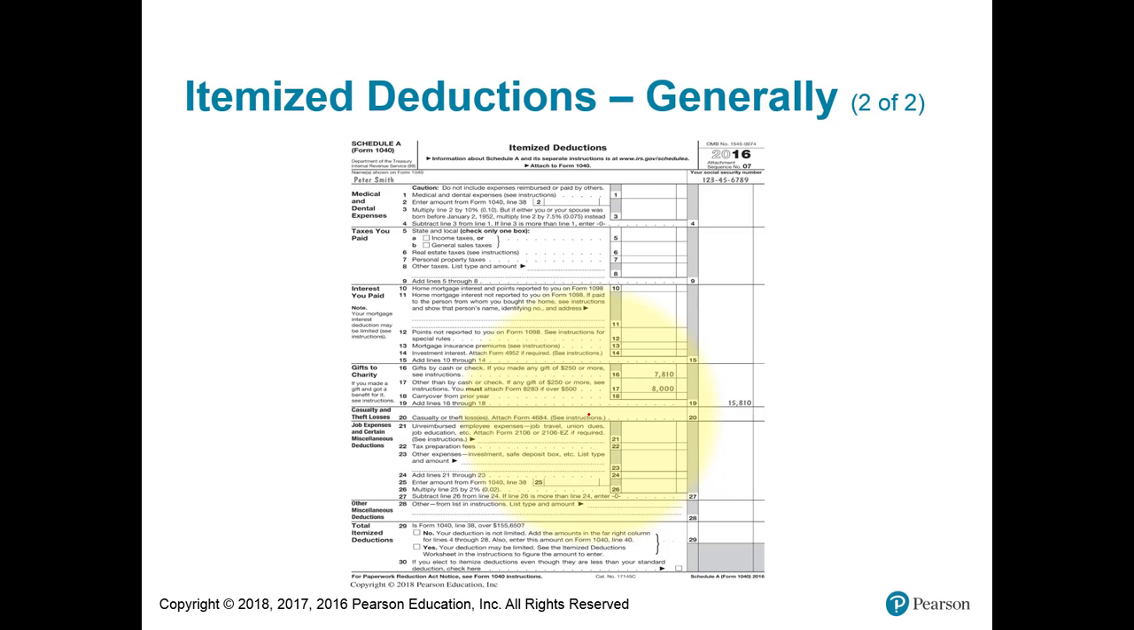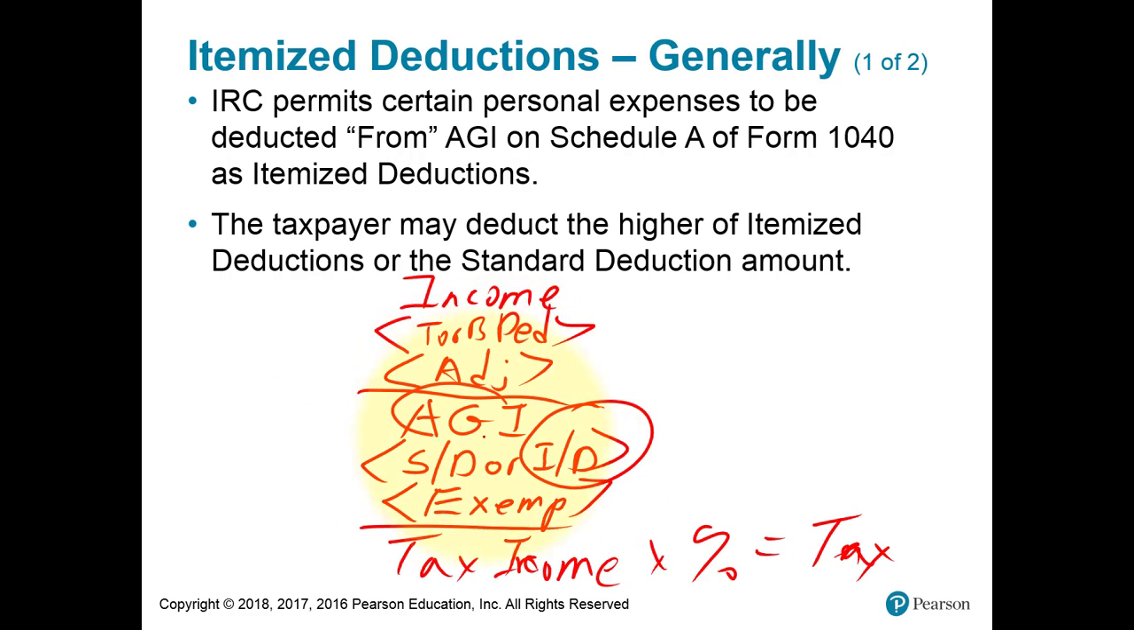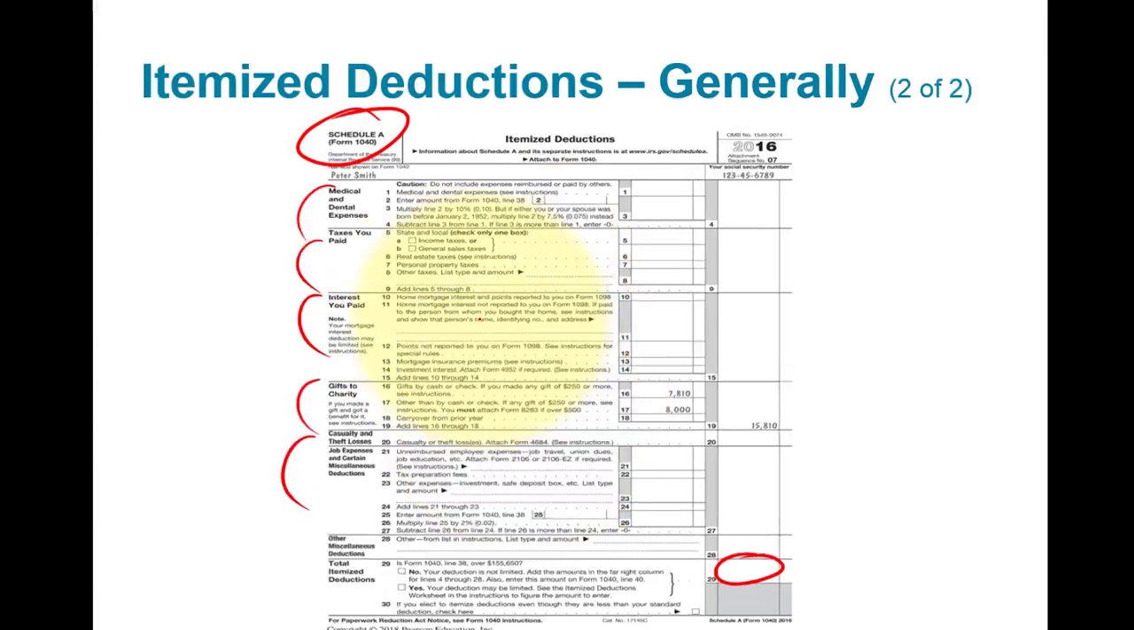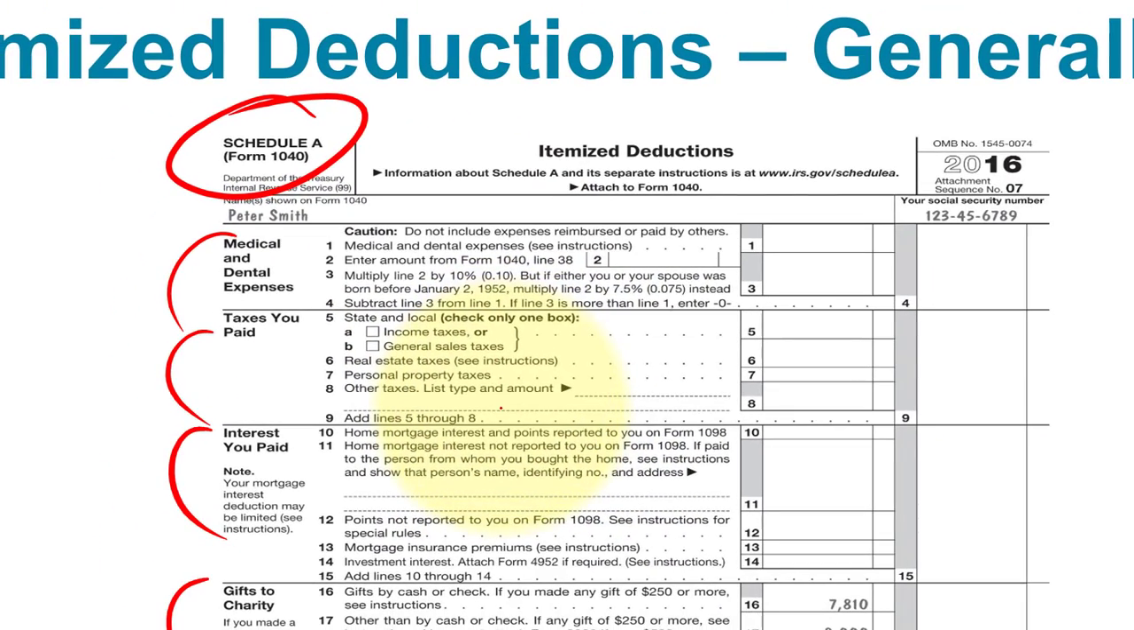Itemized deductions are reported on a Schedule A into these different categories that we'll talk about today. And then you have a total down here that may be limited based upon that AGI number we talked about in previous chapters. So let's take a closer look here.